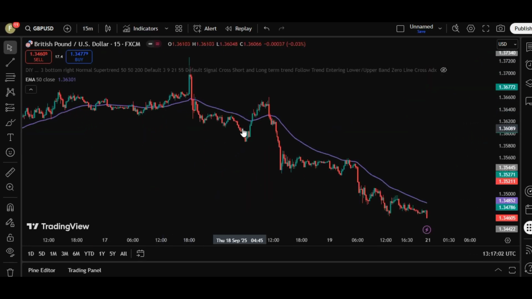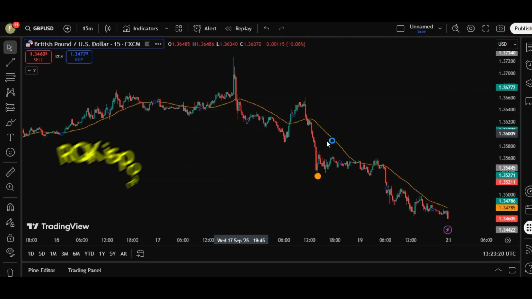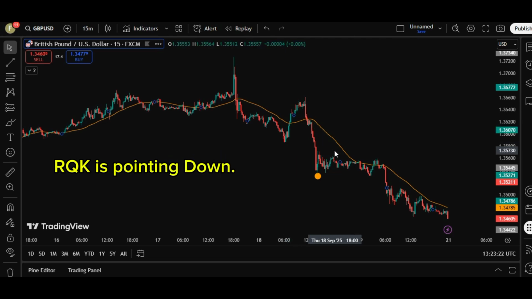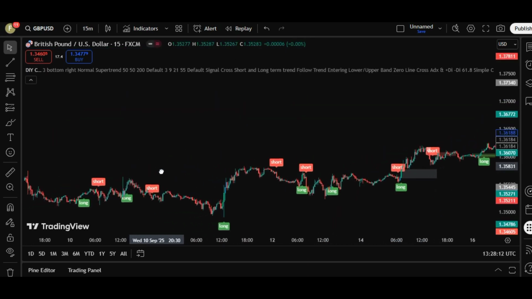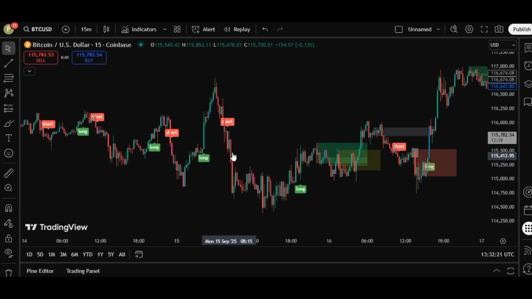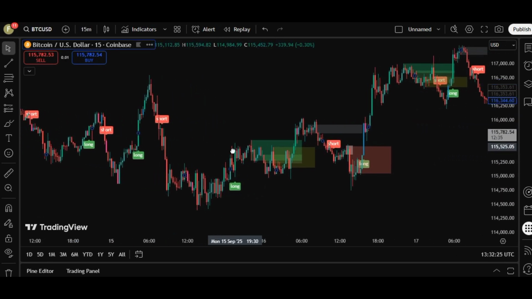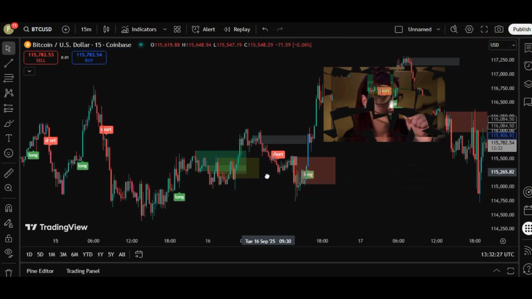Flip it the other way. Price under the 50 EMA, SuperTrend turns red, and RQK is pointing down. You get a sell signal. And just like before, you can scroll back through the chart and instantly see where these signals appeared. Imagine you're trading Bitcoin, all three conditions line up, you get a clean buy signal, no second guessing, no staring at the screen like a detective.